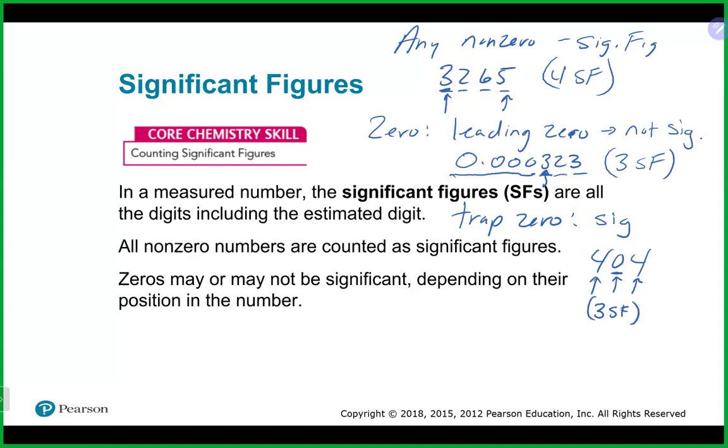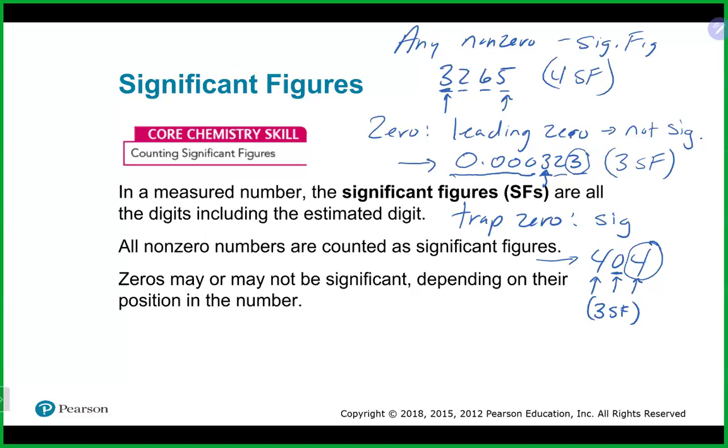Which one was the uncertain number in this one? It is the 3 is the uncertain number, right? How about here? Which one's the uncertain number in this one? It is the last 4 in this case, right? Any questions on those there?